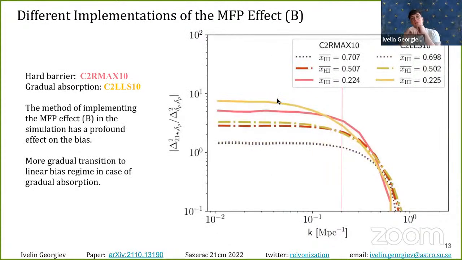And if I do the same test, but instead I look at the two models where I fix the mean free path value to 10 co-moving megaparsecs, but I vary the mean free path effect itself, that is to say a hard spherical barrier for the red model and a gradual absorption barrier for the yellow model, we can see something similar and yet different happen initially. And then even though the mean free path is set to the same value, there is a difference between the two models.